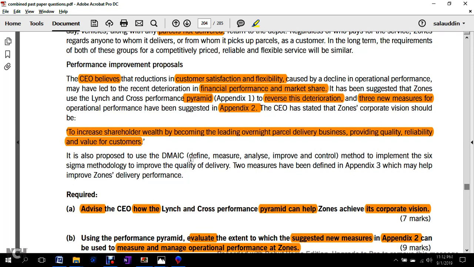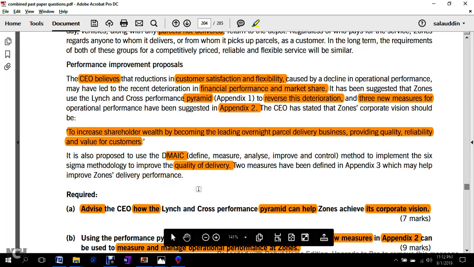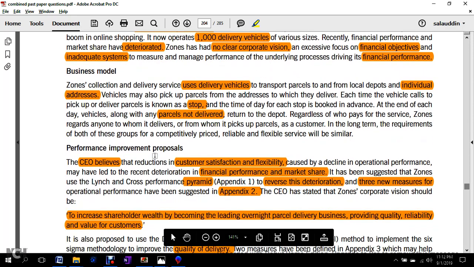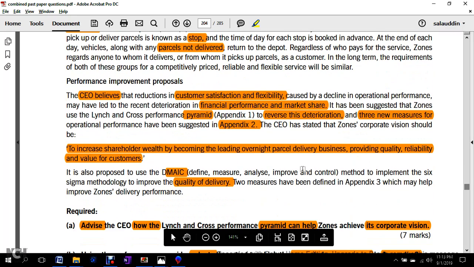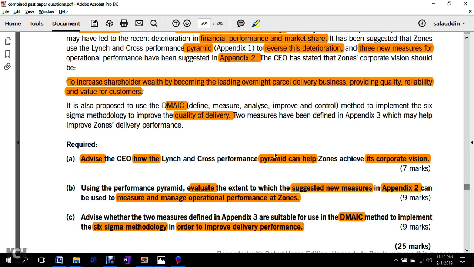It is also proposed to use the DMAIC, the Six Sigma method, to implement the Six Sigma methodology to improve the quality of the delivery. How? Using the steps involved in Six Sigma. 2 measures have been defined in Appendix 3, which may help improve Jones' delivery performance. So the 3 sections of the questions are relevant for 3 requirements. So let's first discuss the requirement. A. Advise the CEO how the Lynch and Cross performance pyramid can help Jones to achieve its corporate vision.